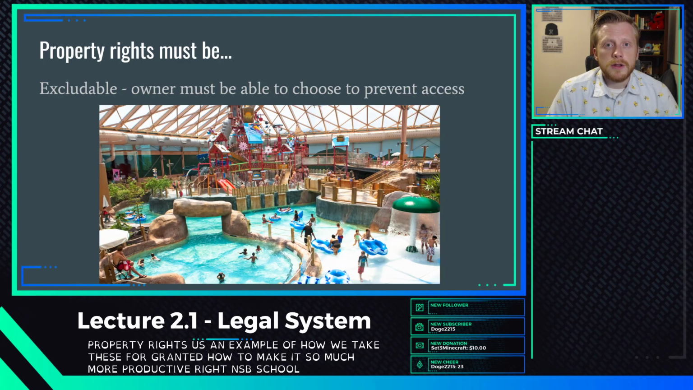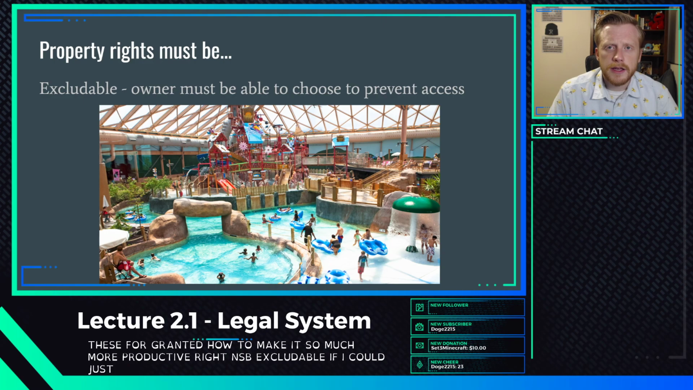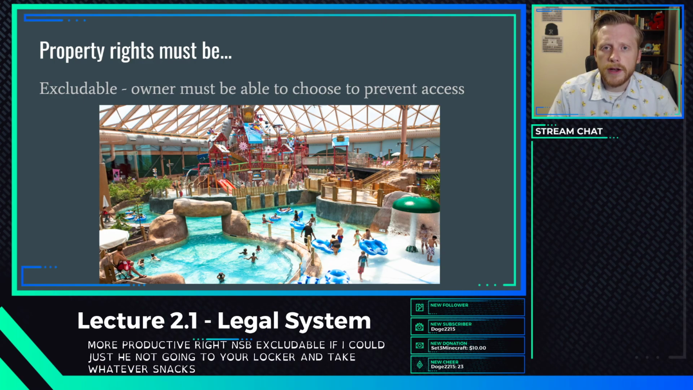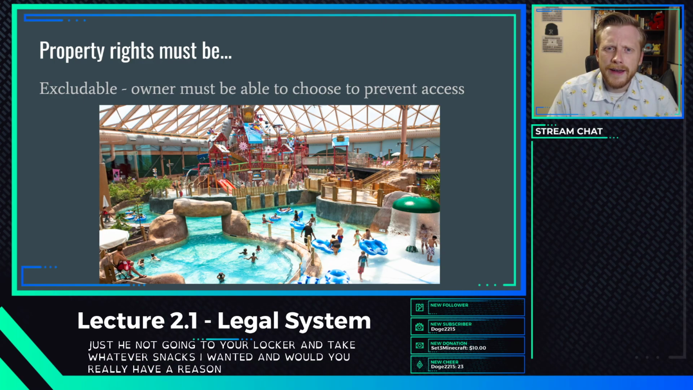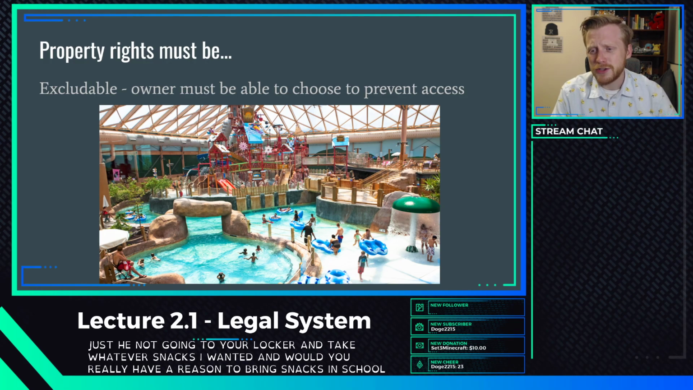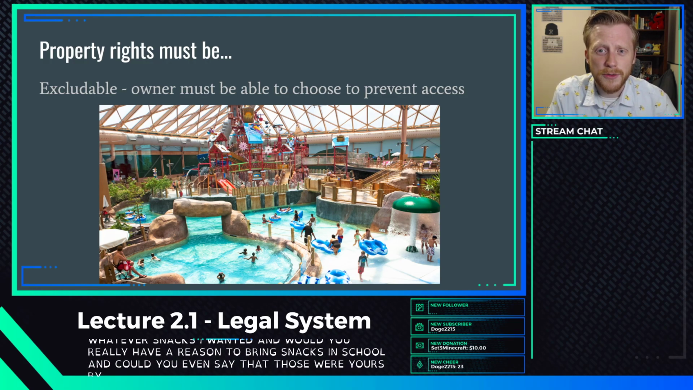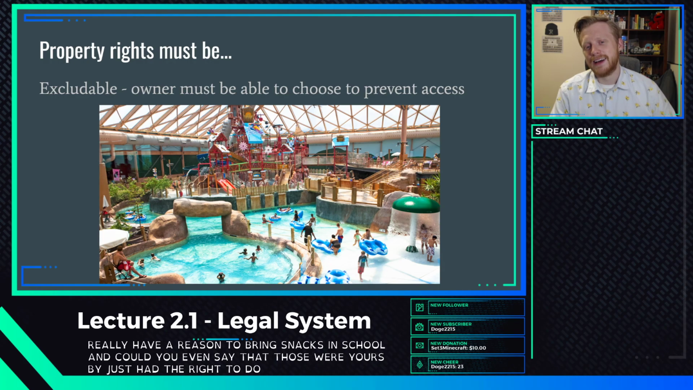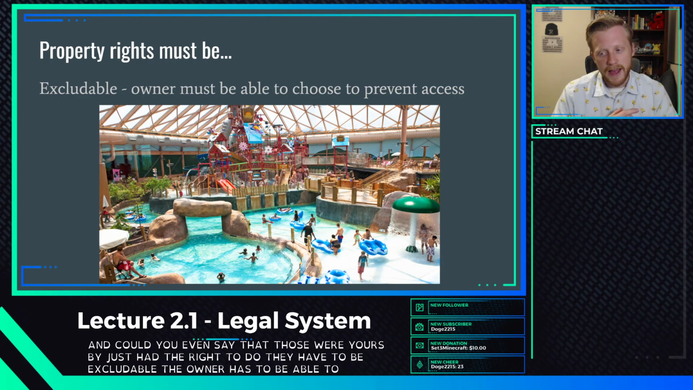And they have to be excludable. If I could just go into your locker and take whatever snacks I wanted, would you really have a reason to bring snacks to school? And could you even say that those snacks were yours if I just had the right to do that? So they have to be excludable. The owner has to be able to prevent access.